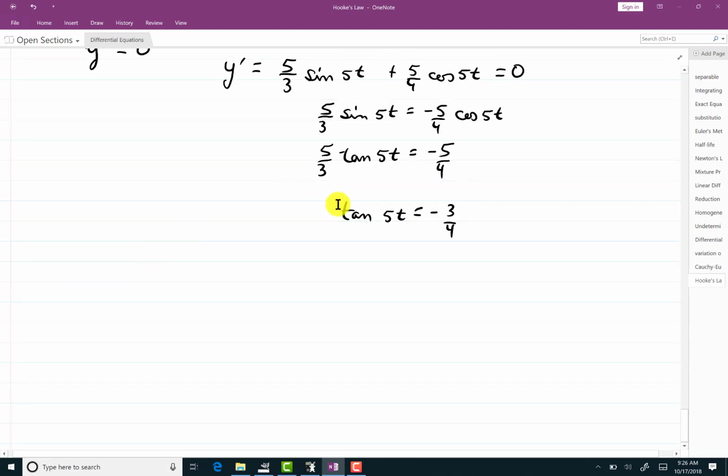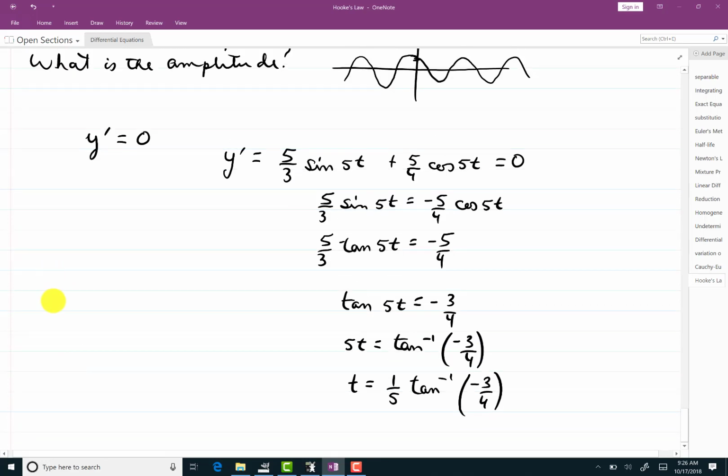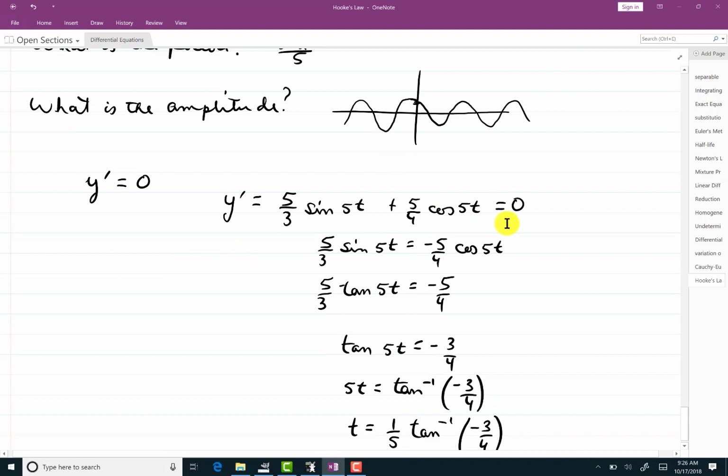If I want t, then I'll have to do the arctangent. I'll have 5t equals arctangent of negative 3/4, and then I'll divide by 5. So t equals 1/5 arctangent of negative 3/4. You should know that when you take arctangent of a negative number, you will get a negative number. So in particular, the t value I'm finding will correspond to some location to the left of 0.